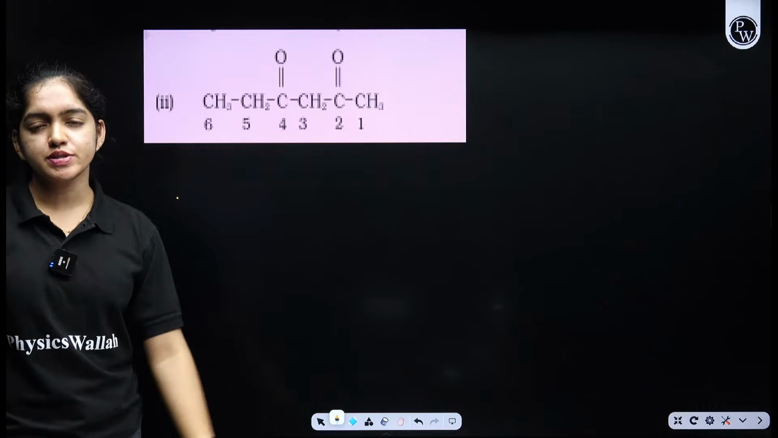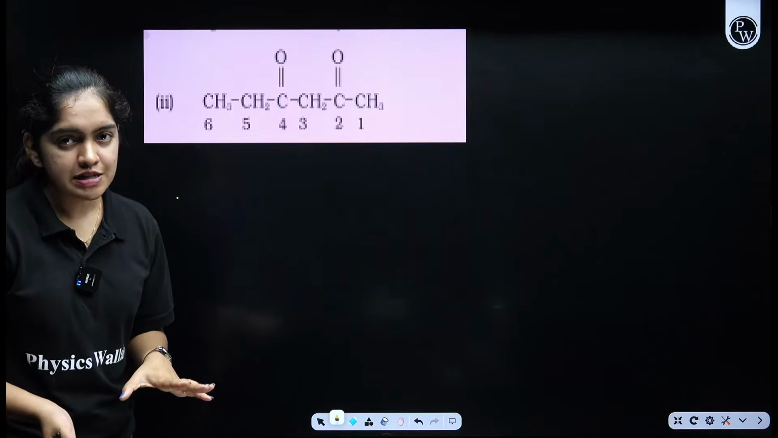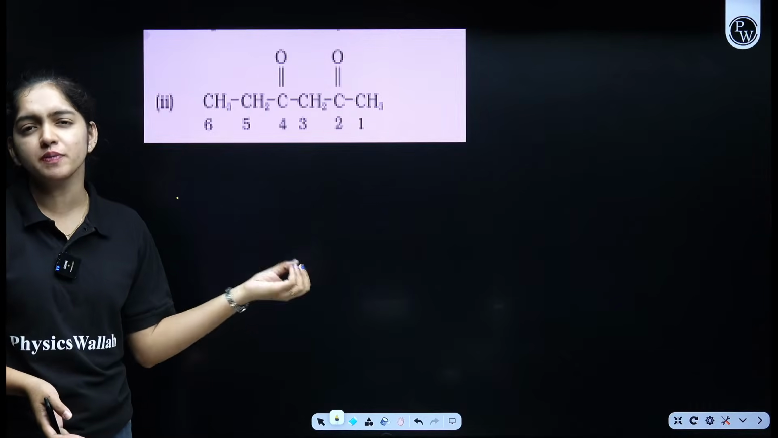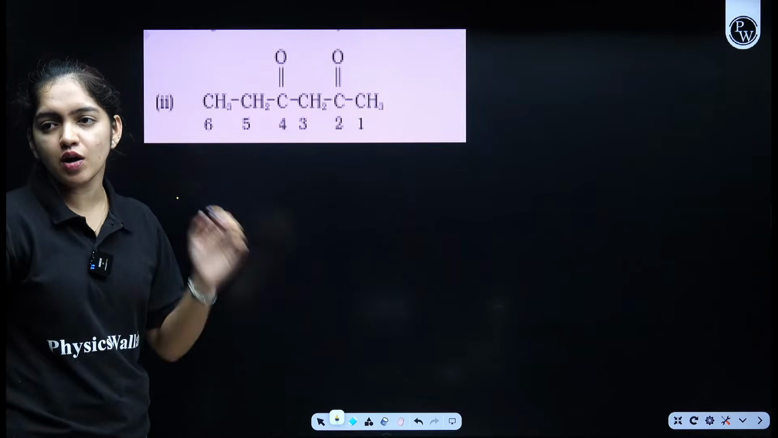Now we can go to the next question. So we have discussed two different functional groups. Now we can go to the same functional group. What will be the name of this compound? Can anyone comment the name of this compound?